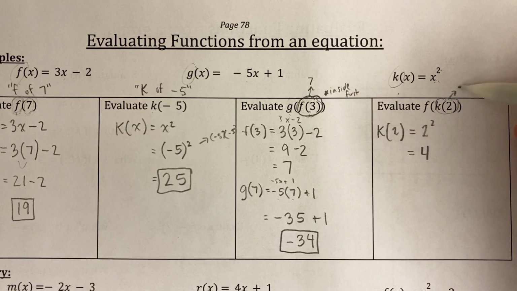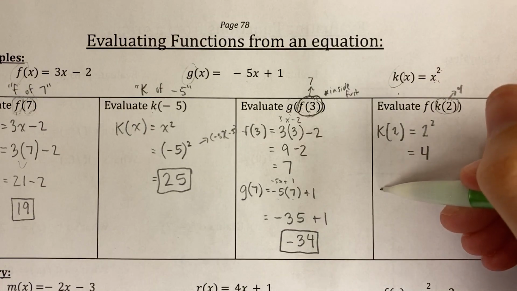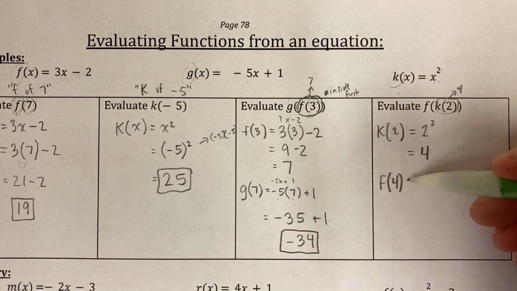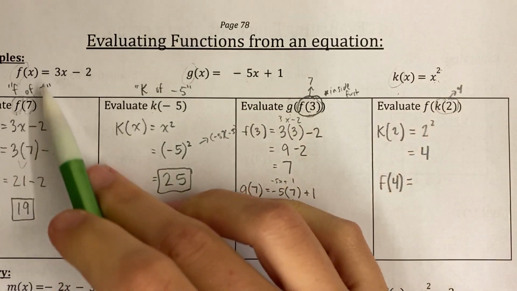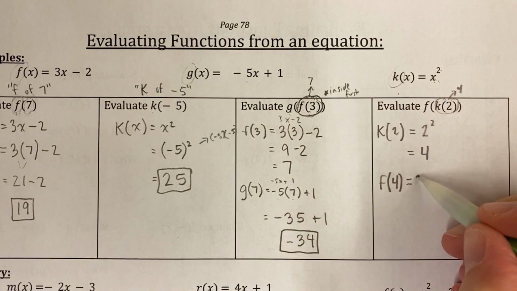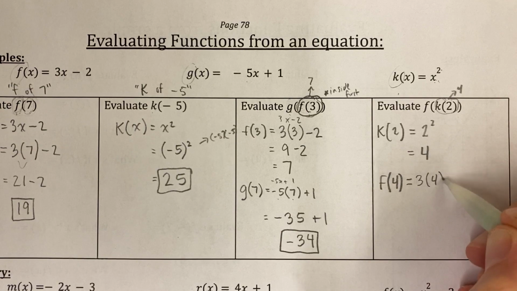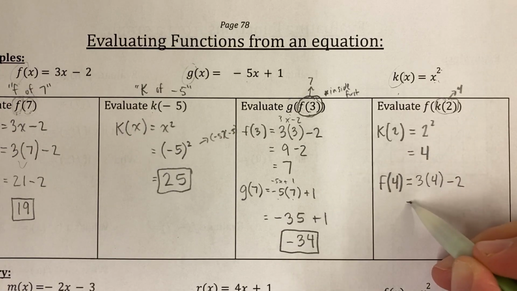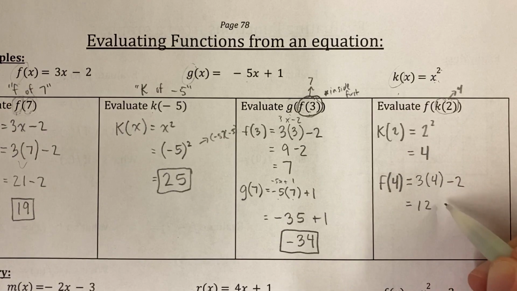Now, right, so now this equals 4, so now I'm plugging the 4 into the F machine. So I'm going to do F of 4 equals, now my F machine is 3 times X minus 2, so I'm doing 3 times 4 minus 2. Okay, 3 times 4 is 12, minus 2, that equals 10.